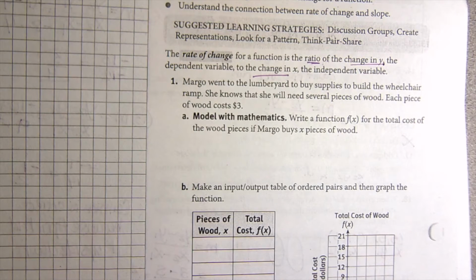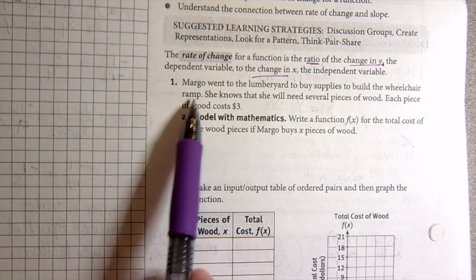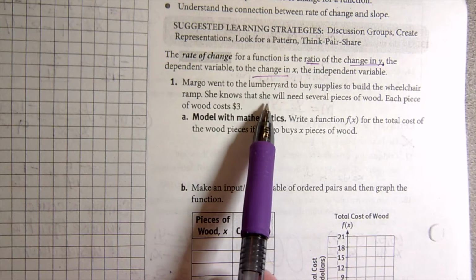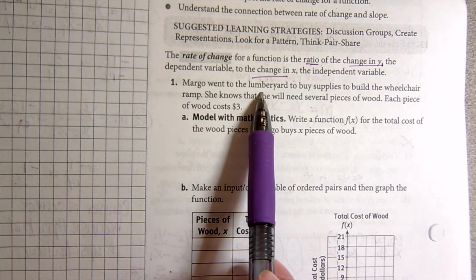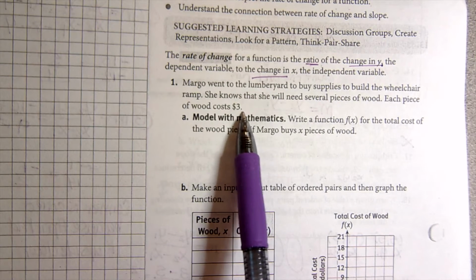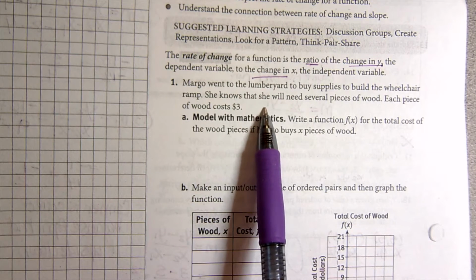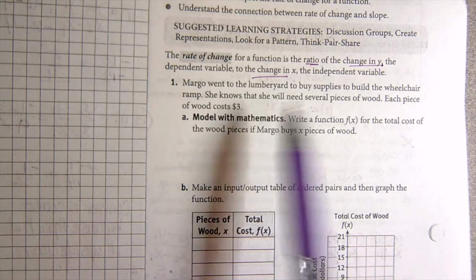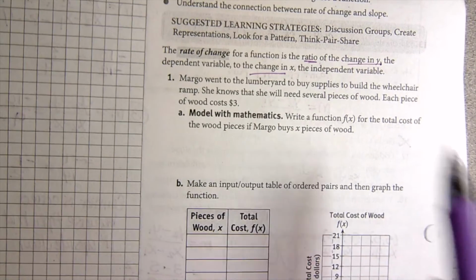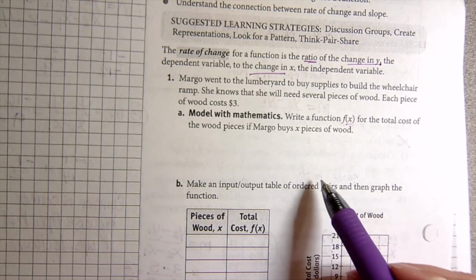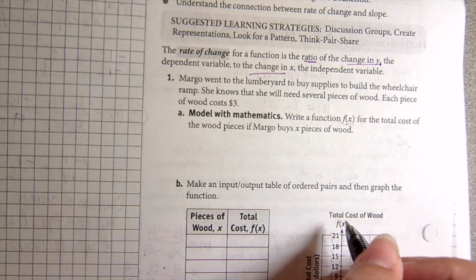So we're going back to the situation from yesterday. Now Margot is going to actually build the ramp. So she went to the lumber yard to buy supplies to build the wheelchair ramp. She knows she will need several pieces of wood. Each piece of wood costs $3. So first they want us to write a function using f of x for the total cost of wood pieces if she buys x pieces of wood.